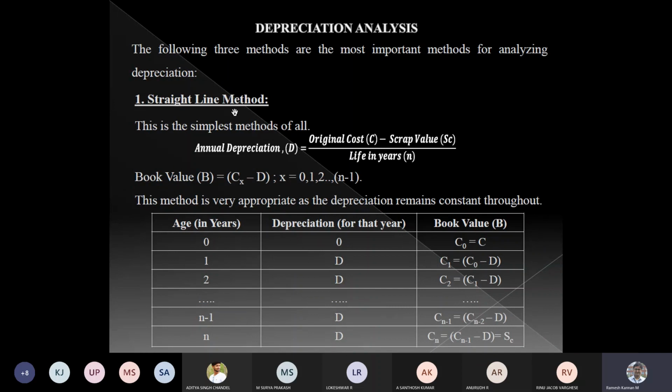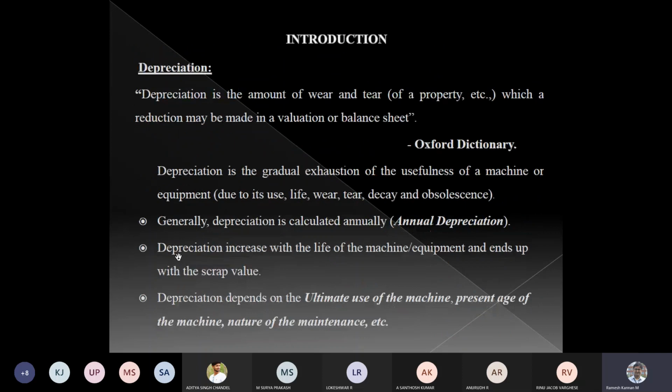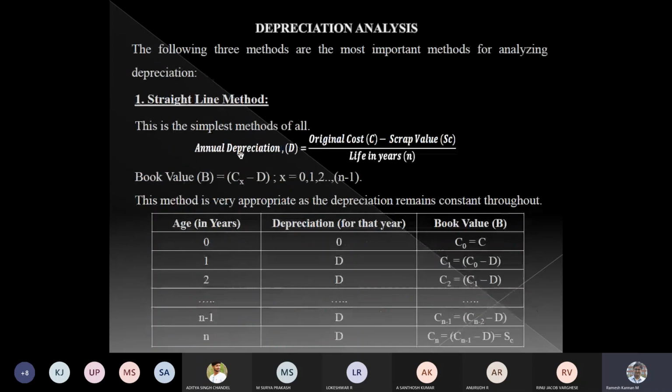So in this method, we will be finding annual depreciation. Remember that depreciation is generally calculated annually. So we have annual depreciation, capital D, equals the original cost, which is the cost you paid for that item initially, minus the scrap value, your anticipated scrap value, divided by the number of years it gets used. So that's basically the depreciation.